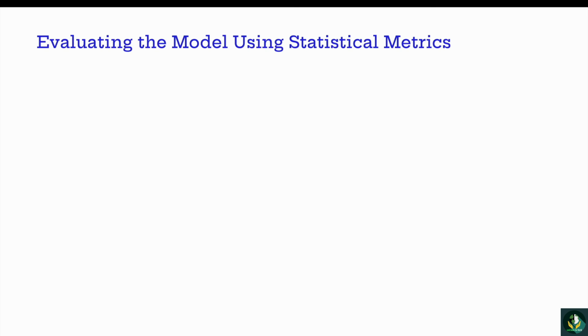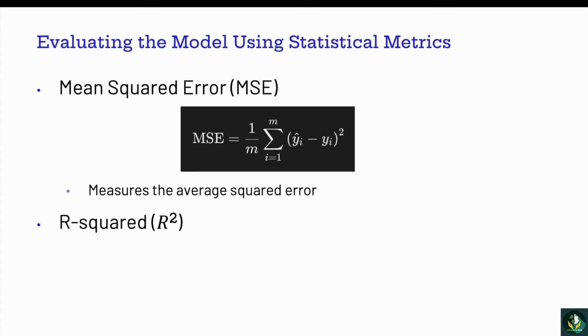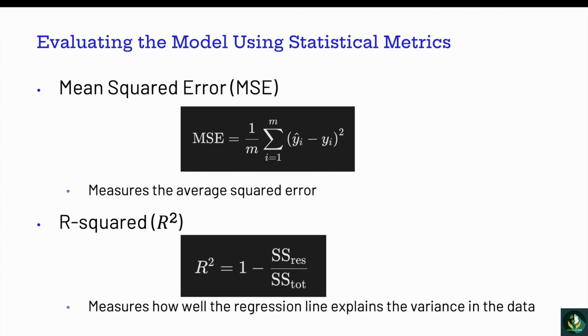Finally, let's talk about evaluating the model using the statistics metric that we mentioned. So we need mean square error, which is MSE, defined as 1 upon m summation of i equal to 1 to m of (y cap i minus y i) squared, which measures the average squared error. And then we have R squared, which is R square equal to 1 minus SS res divided by SS tot, which measures how well the regression line explains the variance in the data.